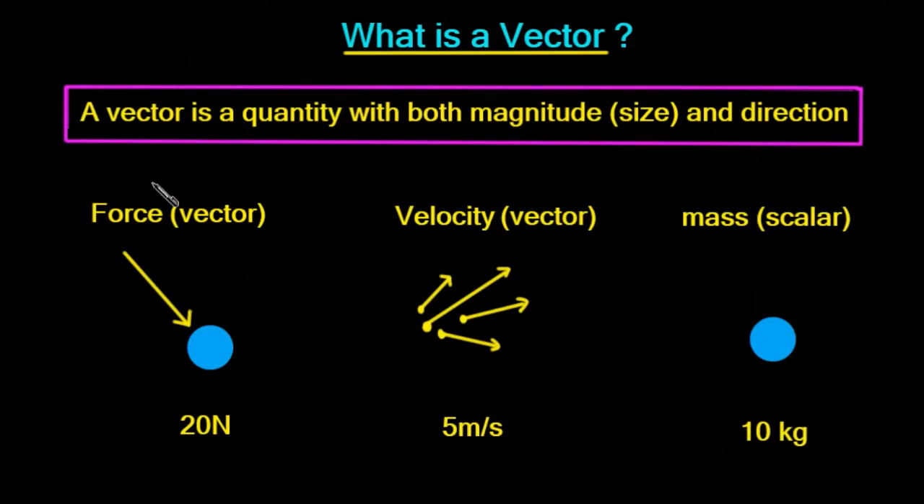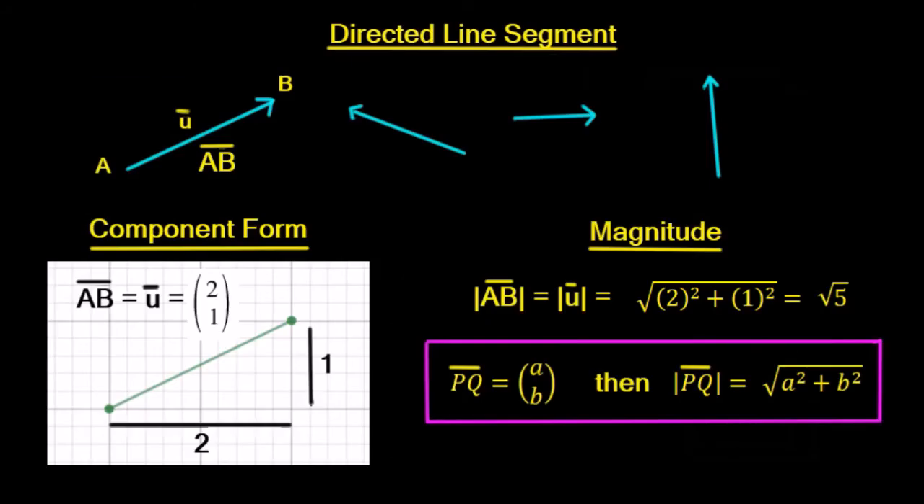Now we want to be able to represent these vector quantities mathematically, so that's what we're going to look at next. So how do we represent the magnitude and the direction of a vector? Well, I've drawn out 4 vectors here, and you can see that the magnitude is going to be represented by the length of the vector, and the direction is going to be represented by the arrow.